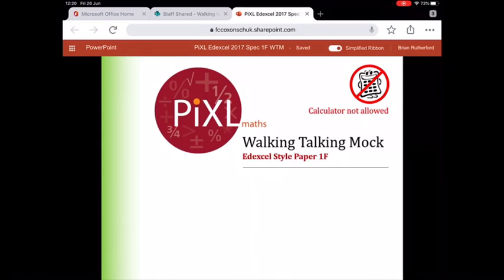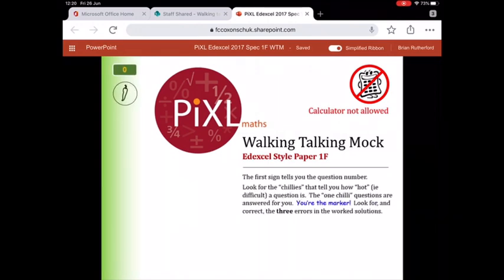Okay, so if you are in school and you are a foundation student, you will have seen this exact document already in the walking talking mock. Obviously you got the question number, and they start talking about chilies, which is quite a nice way of dividing up the questions. The 1 chili questions, these are the questions that you should be getting full marks on, ideally. Sometimes, however, people do drop marks on these questions because they are the first few questions on the paper, and we are always a little bit nervous at the start of an exam.